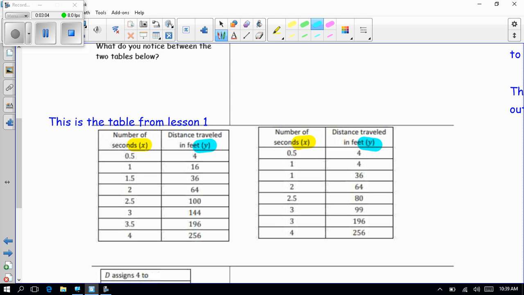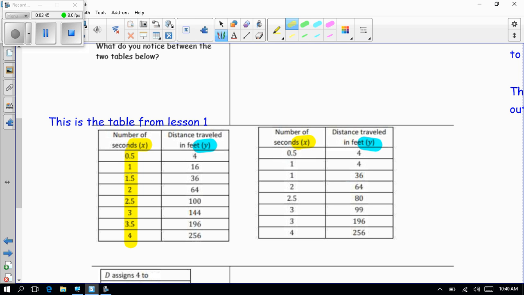If we look at the table from Lesson 1, which we've already said is indeed a function, I want you to look at all the values for x. Are all the values for x unique? And what I mean by that is, are they all different? Do you see any value that's repeated in the x column, or do we have all unique numbers in our x's? That's what we're looking at first. Let's see, we have 0.5, 1, 1.5, 2, 2.5, 3, 3.5, 4. Nope, they're all unique, aren't they? There's no number that's repeated.